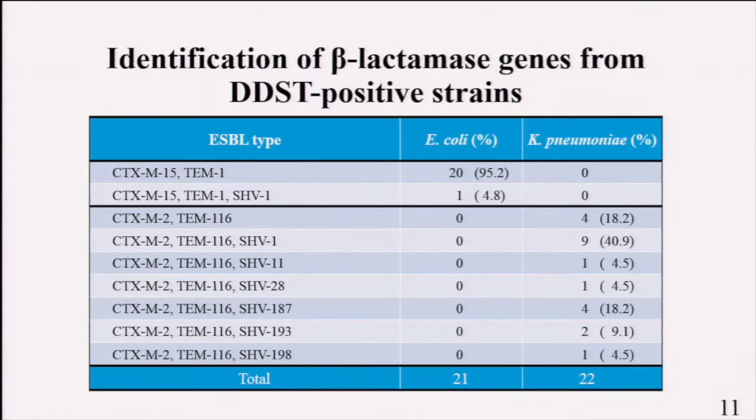For the E. coli, they are the CTX-M15 and TEM genotypes, while all of the Klebsiella pneumoniae are the CTX-M2 and TEM116 genotype with the variation of the SHV genes. This result points out that there is no transmission of the plasmid between the E. coli and Klebsiella pneumoniae.